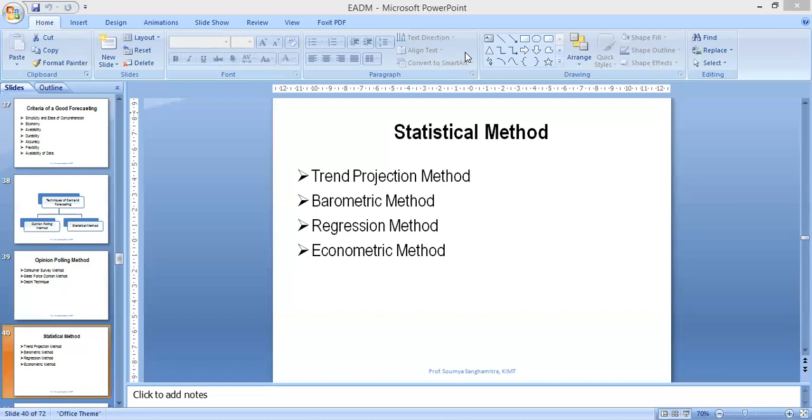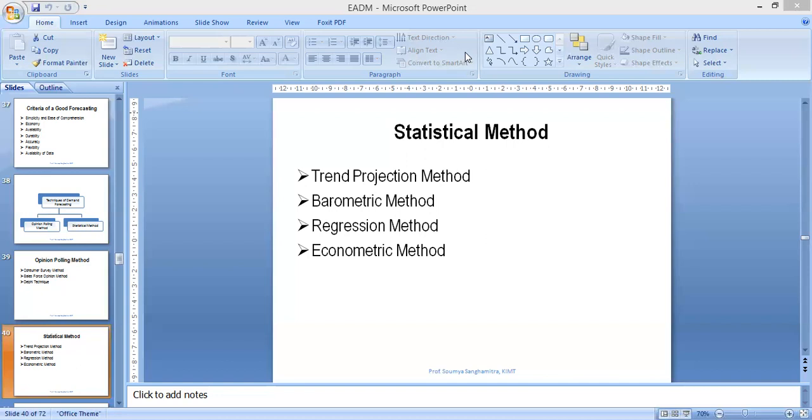Obviously it's a simple method and predicts changes quite accurately. Then the next method is the regression method. It is a very common method of forecasting demand. Under this method, a relationship is established between quantity demanded, the dependent variable, and independent variables such as income, price of the goods, price of related goods, etc.